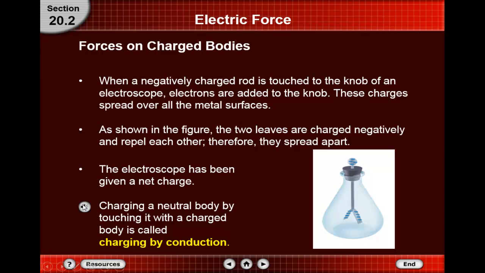So, what is the meaning of charging by conduction? It means charging a neutral body by touching it with a charged body.